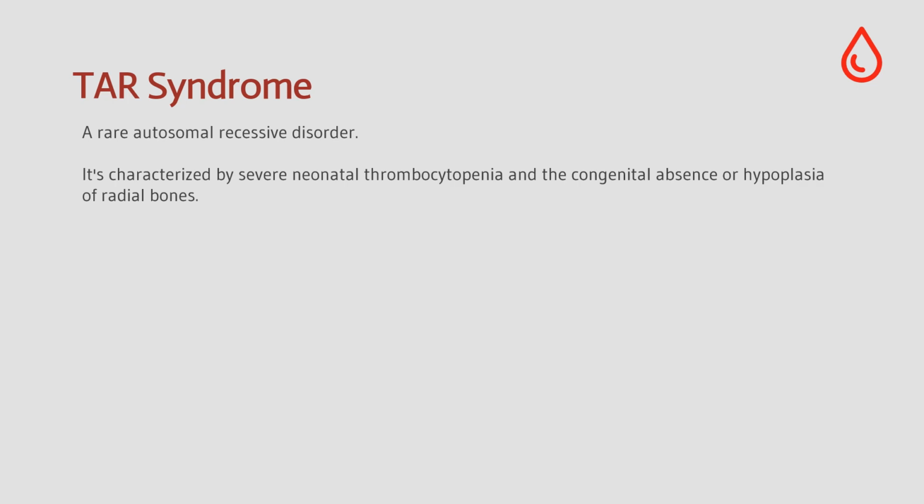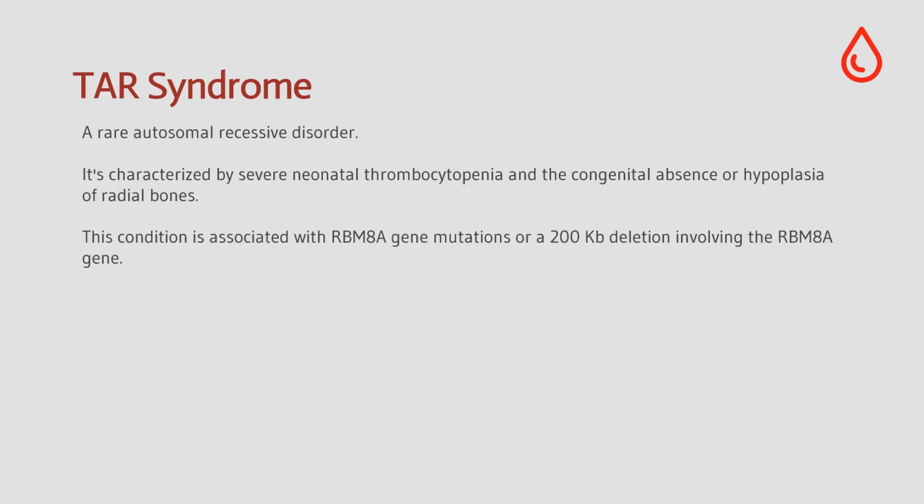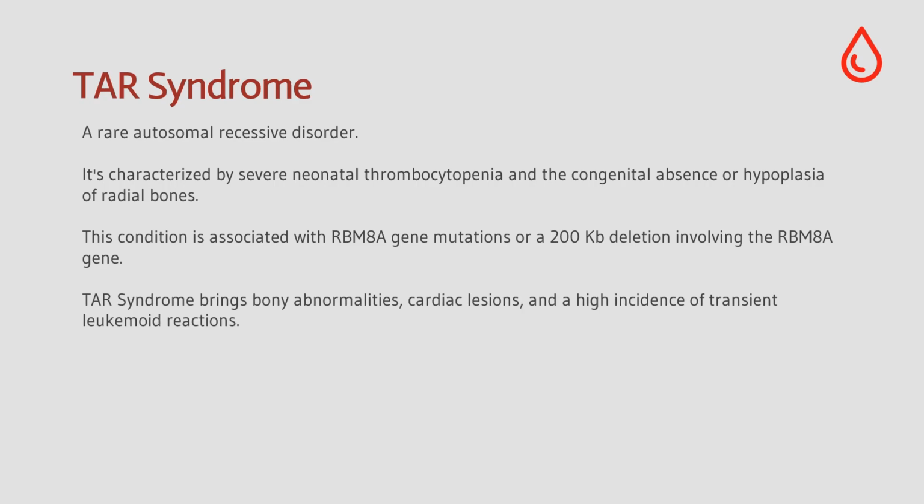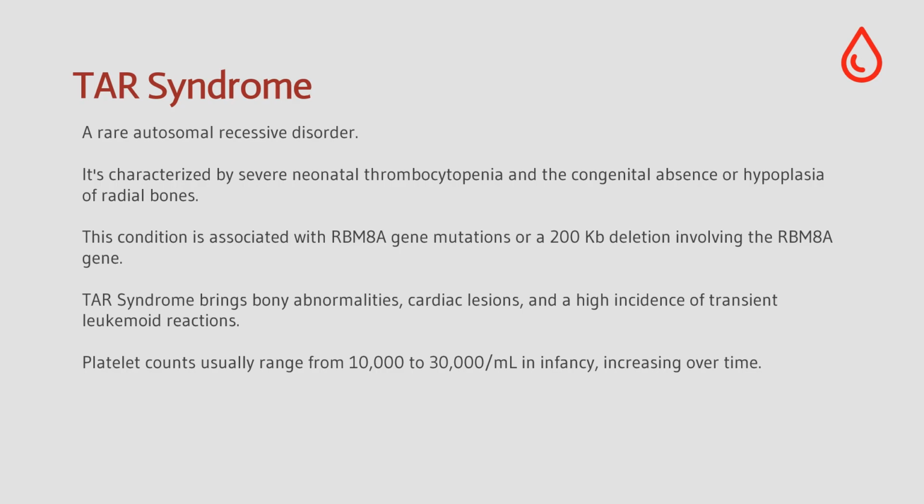Moving on to TAR syndrome, a rare autosomal recessive disorder. It's characterized by severe neonatal thrombocytopenia and the congenital absence or hypoplasia of radial bones. This condition is associated with RBM8A gene mutations or a 200 kilobase deletion involving the RBM8A gene. TAR syndrome brings bony abnormalities, cardiac lesions, and a high incidence of transient leukemoid reactions. Platelet counts usually range from 10,000 to 30,000 per milliliter in infancy, increasing over time.